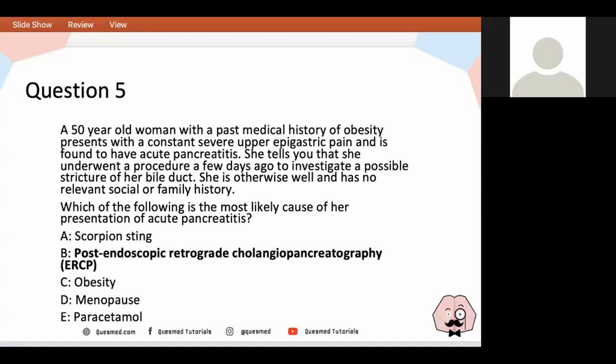Gallstones are associated with obesity, and gallstones are commonly implicated in pancreatitis. However, this history clearly describes somebody who has just undergone an ERCP. And we're also told that this patient has no other medical history and she's generally fit and well. Scorpion stings are a recognised cause of pancreatitis. However, they're very uncommon.